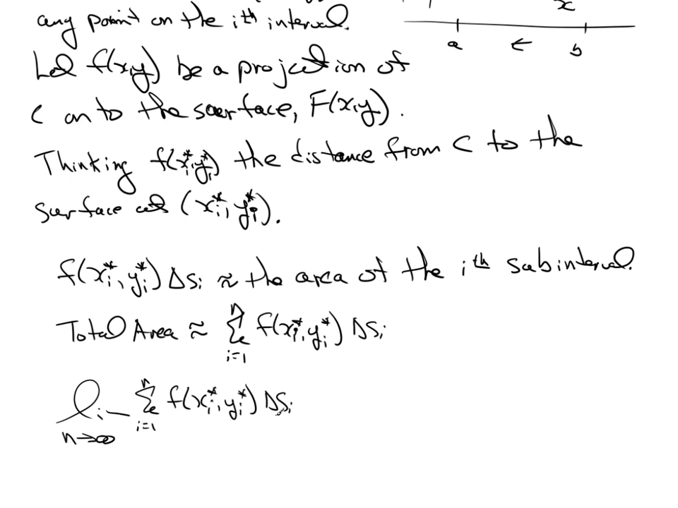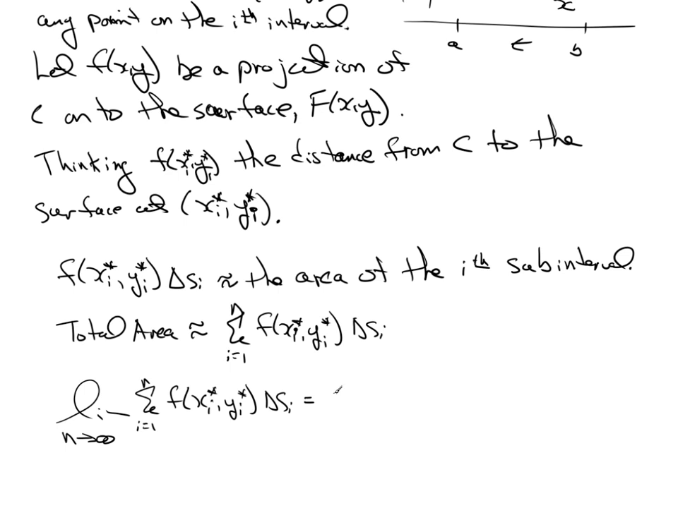And also, by the way, these delta si's are constant. All these subintervals are going to be of equal length. Otherwise, I have to take a look at the norm of the partition going to 0. I need to bring in that idea.